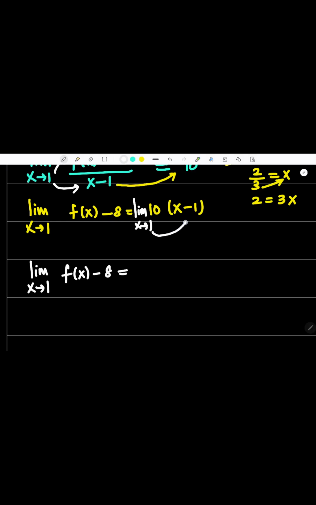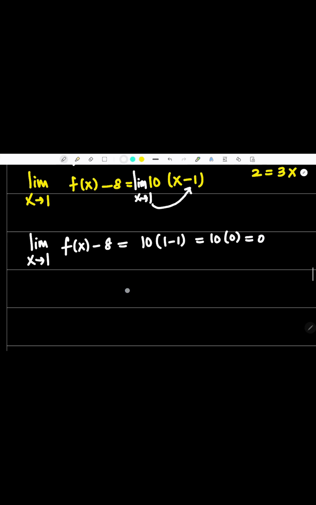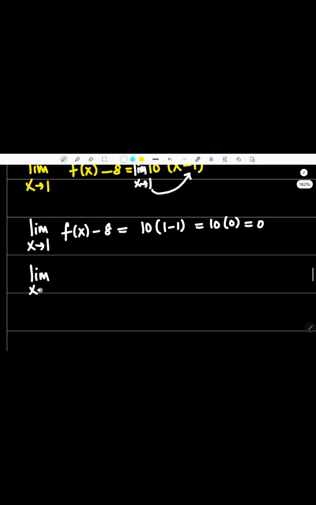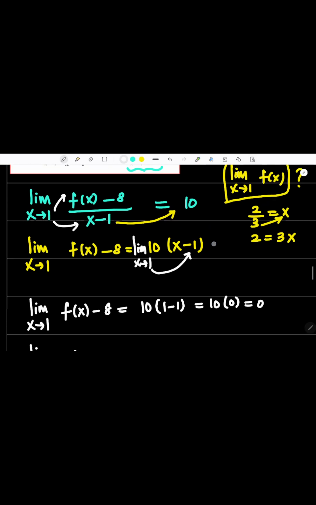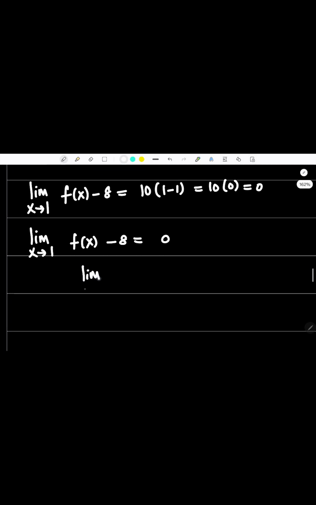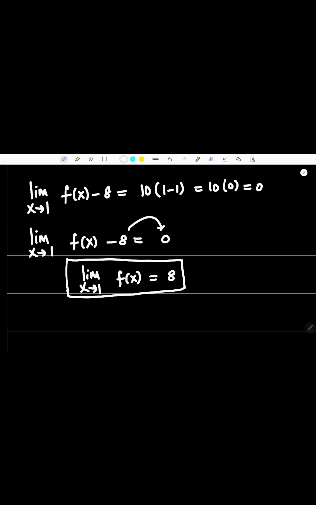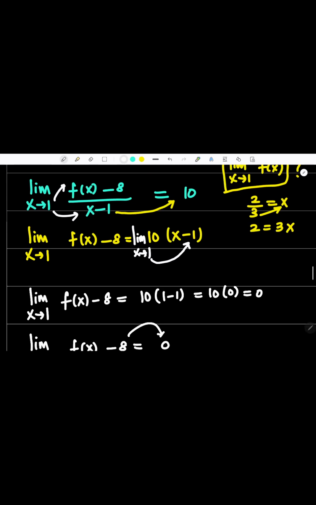when I put x is equal to 1 here, I'm not getting infinity, but I can get 0. So 10 times 1 minus 1 is equal to what? 10 times 0, which is equal to 0. So therefore, the limit as x goes to 1 of f of x minus 8 is equal to what? 0. What is my question? Find the limit as x goes to 1 of f of x. So therefore, the limit as x goes to 1 of f of x is equal to, this minus 8 goes to that side, which is equal to 8. This is actually a simple problem. Normal calculation work, we are going to do it.